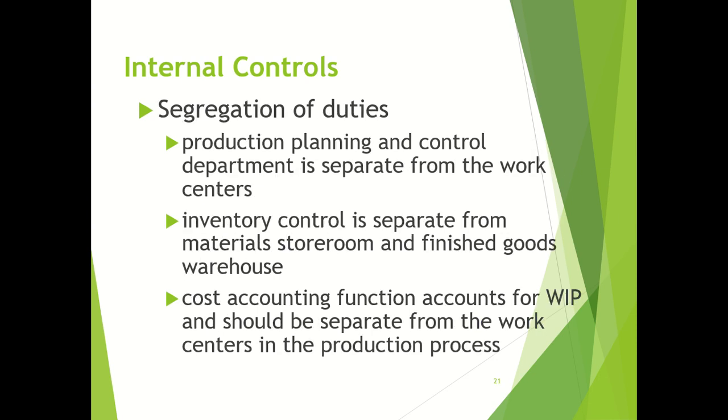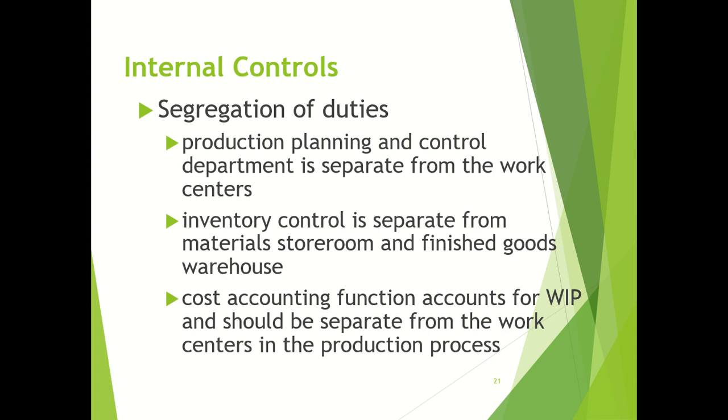Okay? Next is segregation of duties. The production planning and control department should be separate from the work centers. Again, in production planning, we have the forecast to be used. Then the work centers will do the processing. It is important to separate them so that there will be no collusion among the employees of the two departments, to avoid fraud, because misappropriation of assets could occur here.